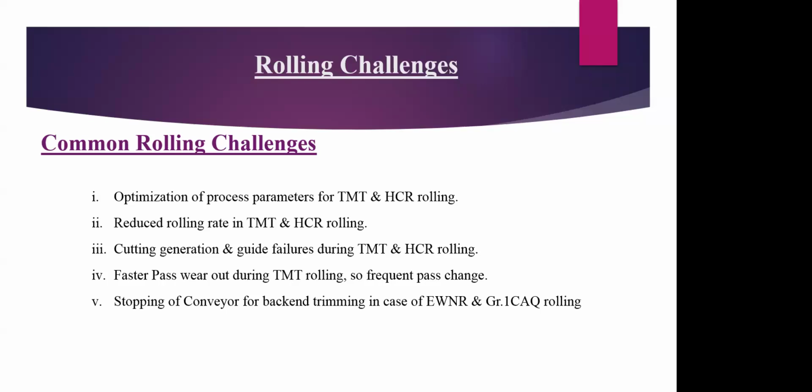Now, in case of EWNR and grade 1 CAQ rolling, there is a requirement of no fin at the back end of the coil, because the front end we cannot do much, though the requirement is both for front end and back end. We generally do the trimming at the back end.